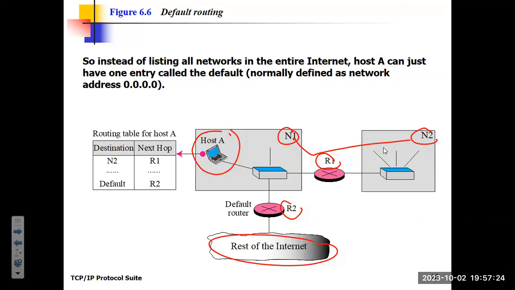So I have to go through R1 at minimum. If you want to go from N1 to N2, you have to use R1. Maybe there is more here, I know. But let's say now I have R2 and that's the internet. If you want to go to the rest of the internet, I have to use the default, which is R2. So let's do some examples.